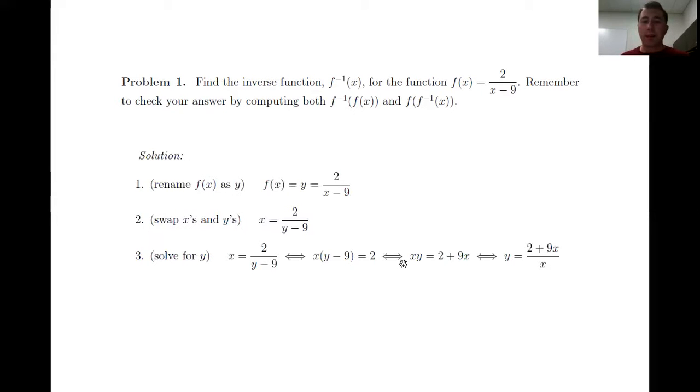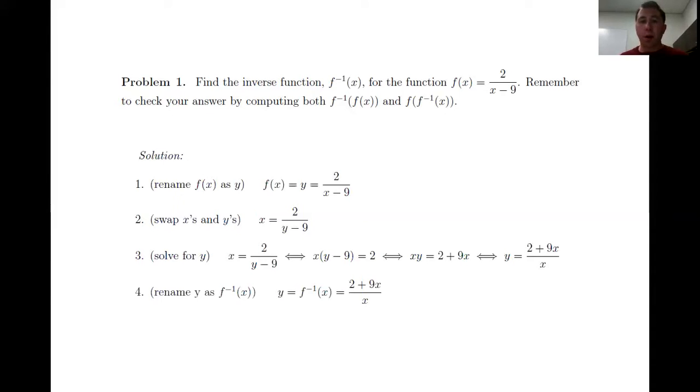Now, in this next little step, I've skipped one step and condensed it all into one. I distribute the x to y and to the -9. That way I'll have an equation like xy minus 9x equals 2. Then I'm going to simply move the -9x to the right-hand side. So that's what I meant by condensing a couple of steps into one. I'm going to be left with xy equals 2 plus 9x. Finally, to get y totally by itself, we're going to divide through by x on both sides and be left with y equals 2 plus 9x, all divided by x.